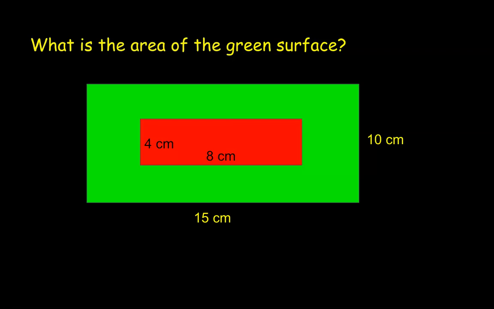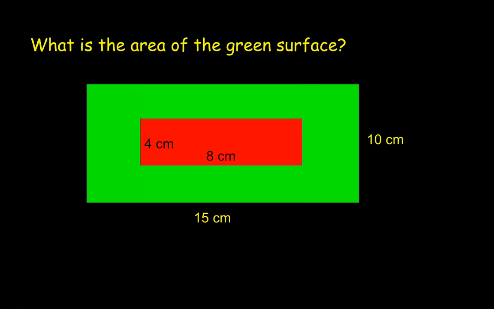Now, you could start chopping it up into rectangles like that. Now you've got that rectangle and that rectangle and that rectangle, and that's just too hard. Now we've got 1, 2, 3, 4 rectangles we've got to work out. Can you see there's a way easier way of doing this?